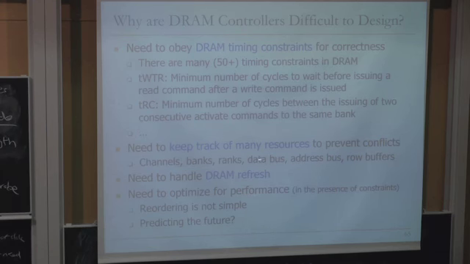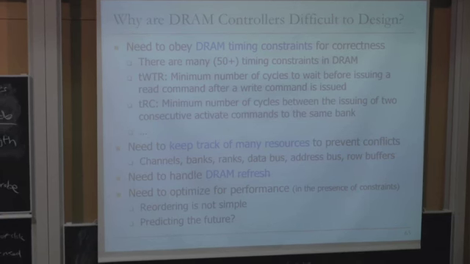It also needs to keep track of many resources to prevent conflicts. And as your DRAM system becomes more complex, your controller becomes more complex. It needs to handle DRAM refresh on top of all of this. And on top of this, if you want good performance, it needs to optimize for performance. It needs to reorder requests. And that's not simple, right? It's not as simple as first come, first serve.